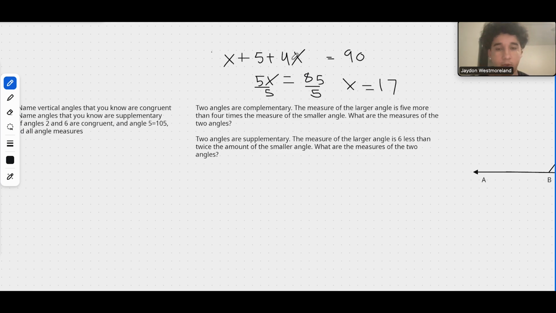7 times 4 is 28. 4 times 10 is 40. So 28 plus 40 is 68. Plus 5. Okay.